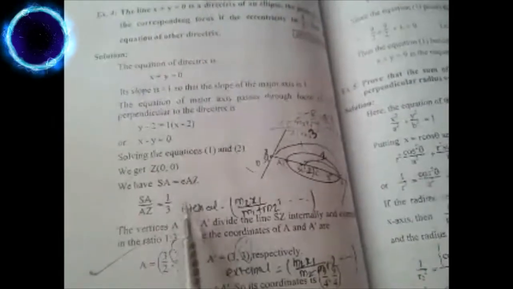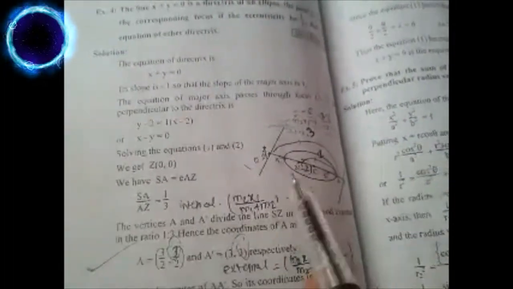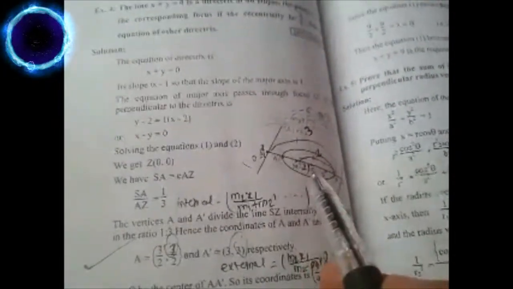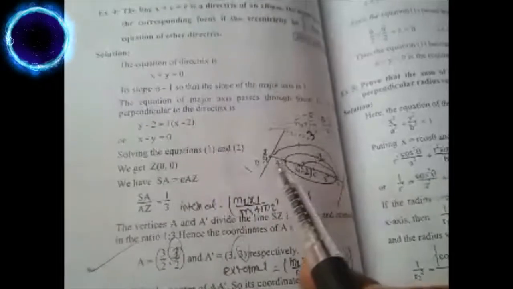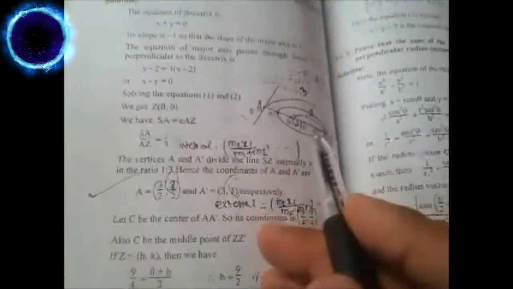Here SA by AZ is equal to 1/3. Eccentricity is given, that is SA by AZ is in the ratio of 1:3. That means A divides SZ internally as well as externally in the ratio of 1:3, because A is a vertex and A' divides it externally. The coordinates we can find by using the internal section formula and the external section formula.